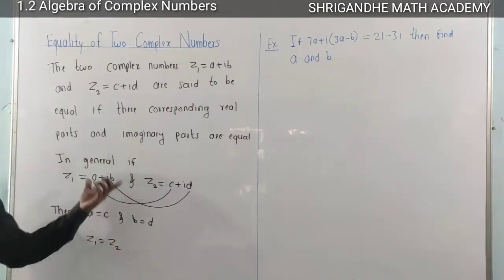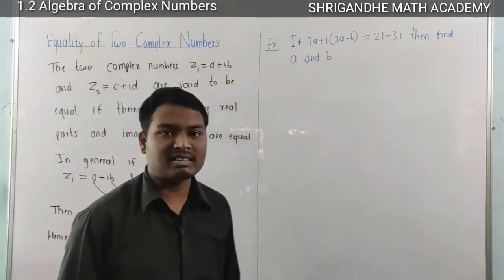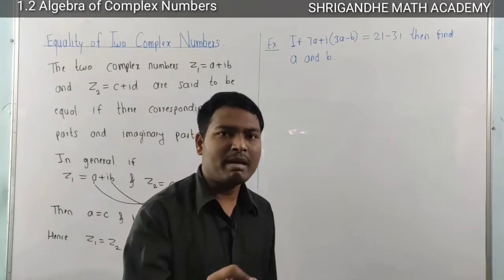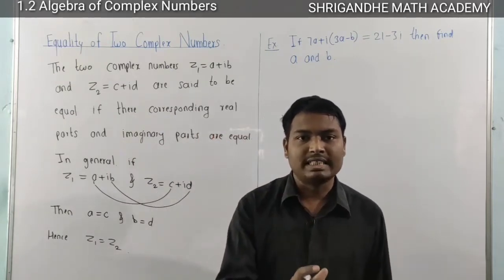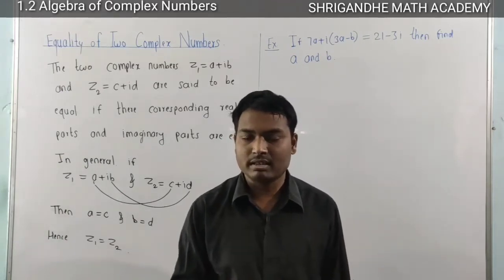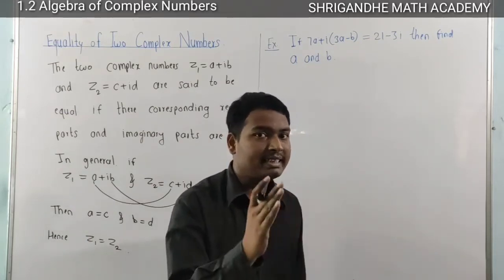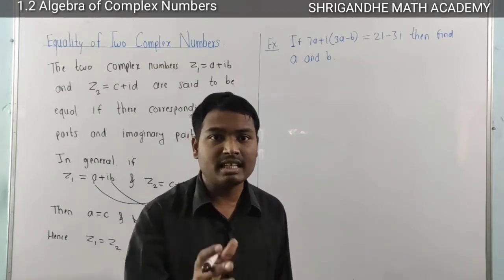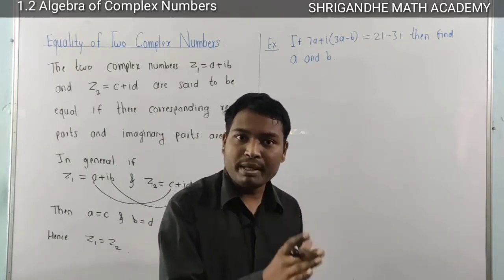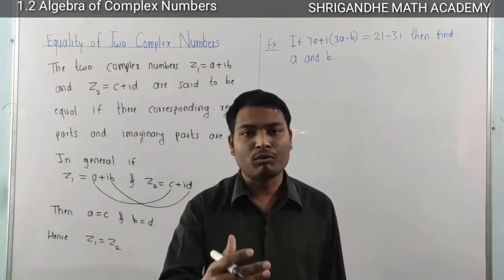This is in general, for any two complex numbers Z1 equal to a plus ib and Z2 equal to c plus id. We don't put any particular value of a or b; we take a and b as variables. Therefore when these two complex numbers are given, we say they are equal if the real part of Z1, that is a, and the real part of Z2, that is c, are equal, and the corresponding imaginary parts are also equal, that is b is equal to d. Clear? Now let us see one example of this point, equality of two complex numbers.